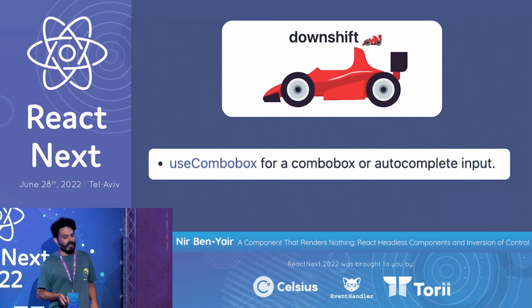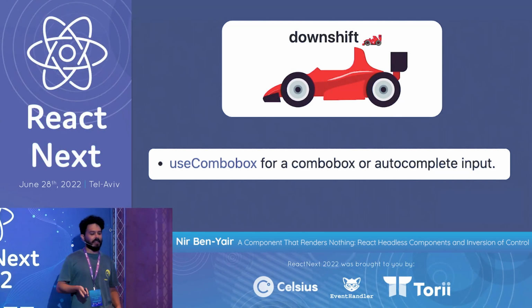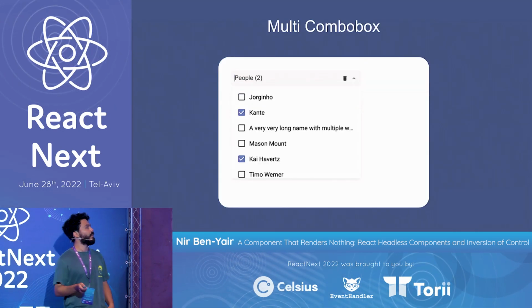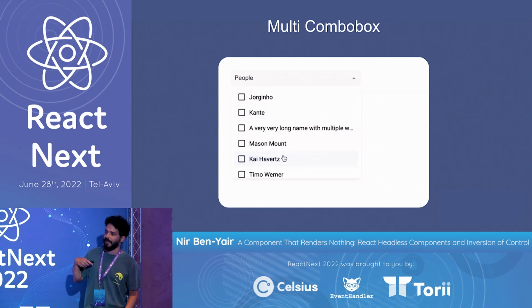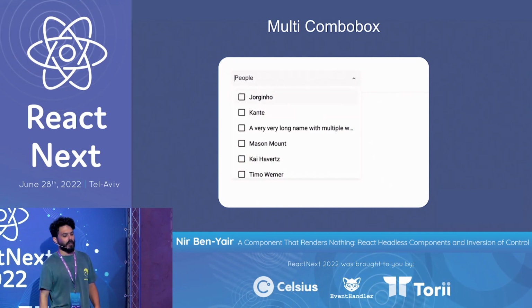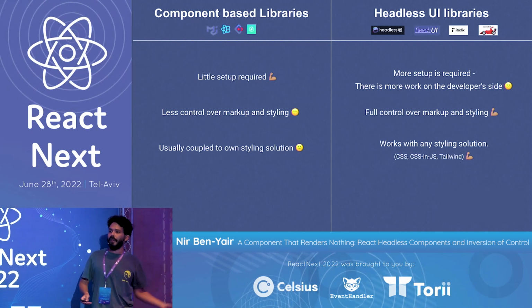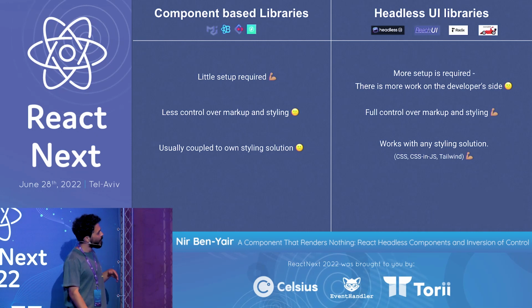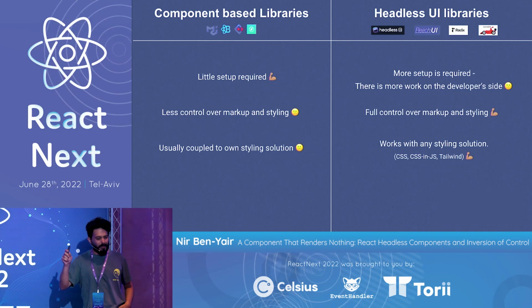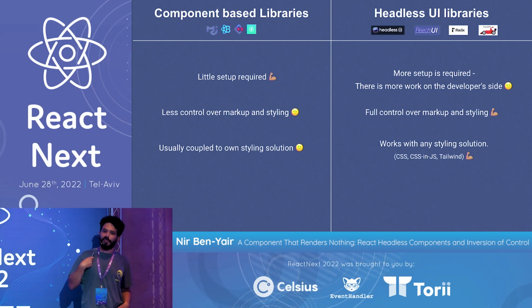So I chose Downshift for that purpose, and I imported the useCombobox hook, and with their useCombobox hook and my HTML and my CSS, we use styled-components, by the way, we've built our combo box component. So there are different trade-offs when you think about when to use headless UI libraries and when to use ready-made component-based libraries. I just want to mention in a sentence that in headless UI libraries, there is more work on us, the developers. That's a trade-off.